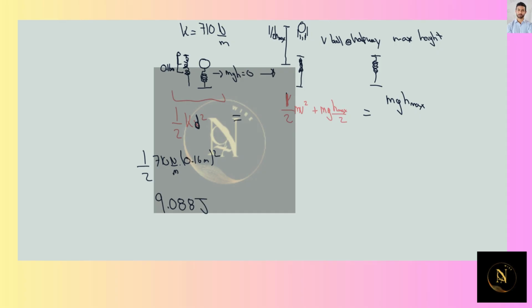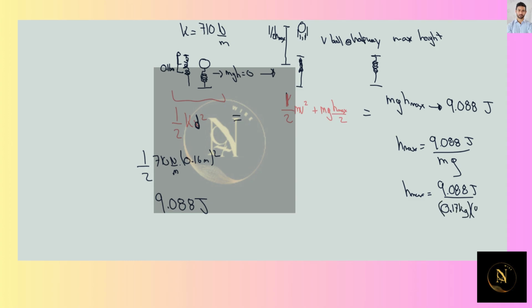The one in the middle, we do not know what is going to be the value, but what we can say is that at this point, the total energy needs to be conserved. So we're going to have the same mechanical energy. Thus, H max would be equal to 9.088 joules divided by mass times gravity. The mass is equal to 0.17 kilograms, and gravity is 9.81 meter per second squared.